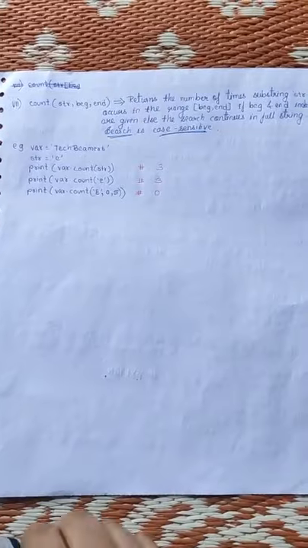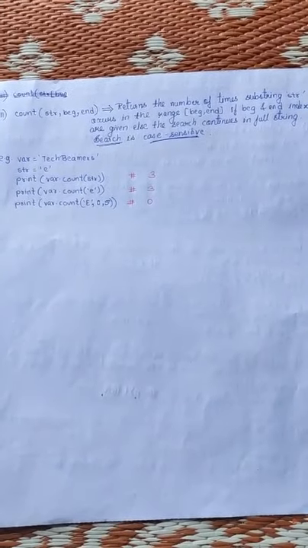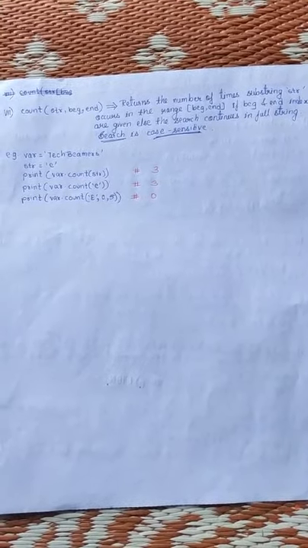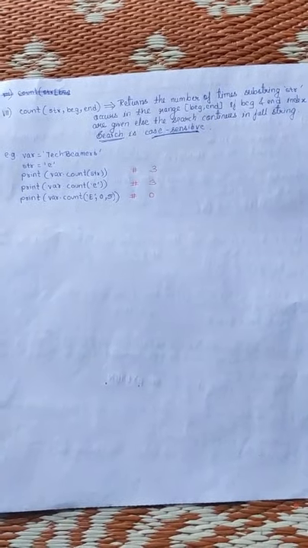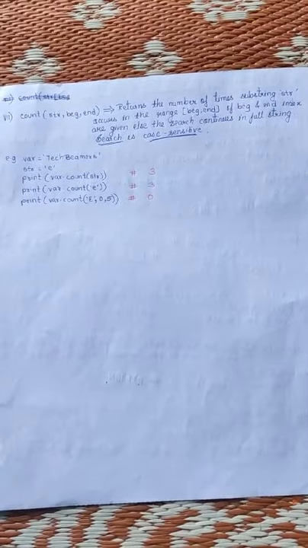Then we have another function, that is count. So what exactly does count do? It returns the number of times the substring str occurs in that string. That means it will count how many times the particular character which the user wants to count has occurred in the given string.